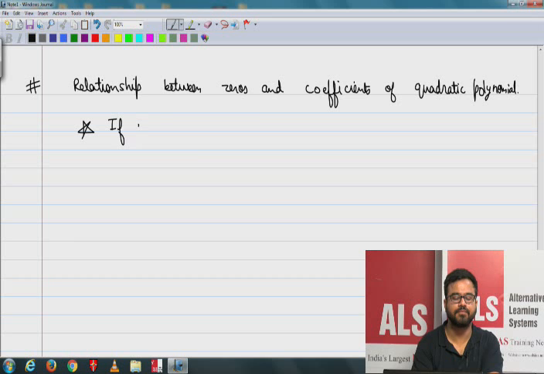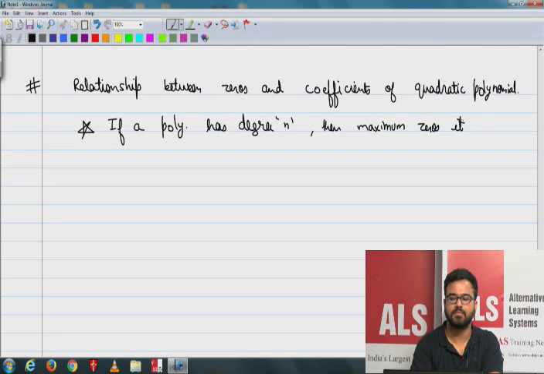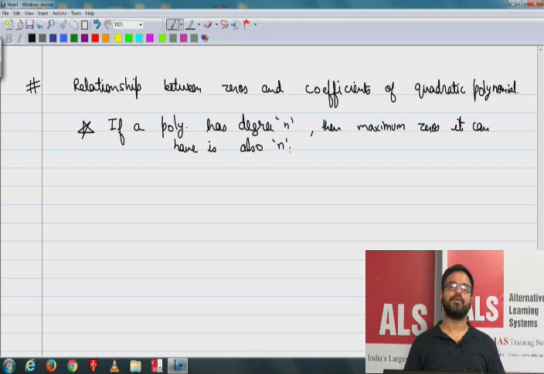If a polynomial has degree n, then the maximum zeros it can have is also n. If it is a 2-degree polynomial, the maximum zeros it can have is 2. If it is a 4-degree polynomial, the maximum zeros it can have is 4.